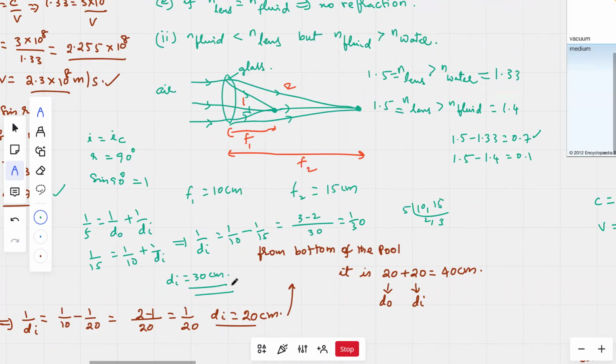That's all. So here you have to have a clear understanding of the refraction. If you know the refraction of light theory, then it is very easy to answer the question.